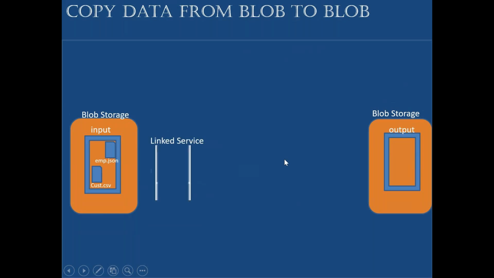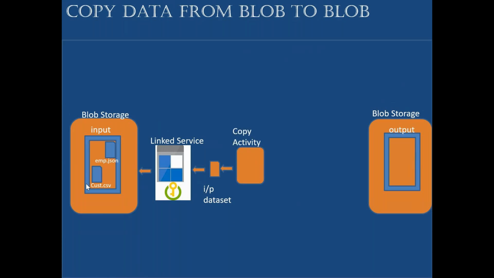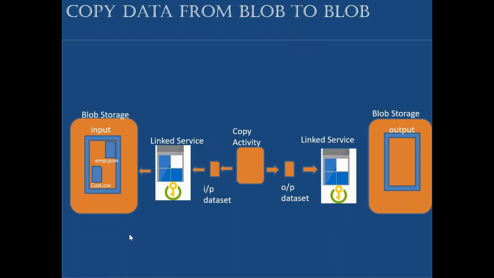The first thing we need is to establish a connection to the source storage. It is called a linked service. After that, we need to create an input dataset, which is the source side, where we select the data that we want. Then we use a task called the copy activity to copy this file to the output dataset, which points to the output folder. In order to select this output folder, first you need to establish the connection.